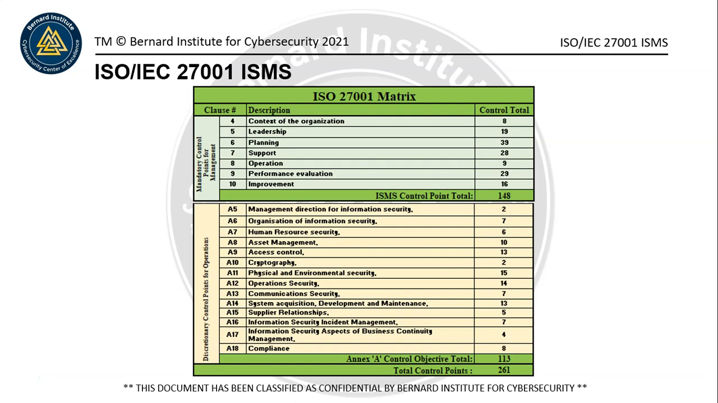The bottom half in Annex A, listed from A5 to A18, includes 113 control points. And these control points are used to integrate into different parts of the operational part of the business. That includes legal department, human resources, and information technology, as well as physical and environmental security in other parts, depending on the scope.